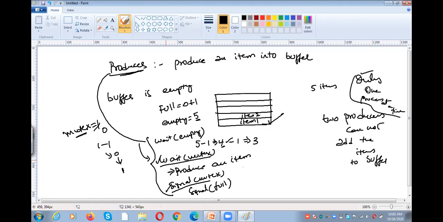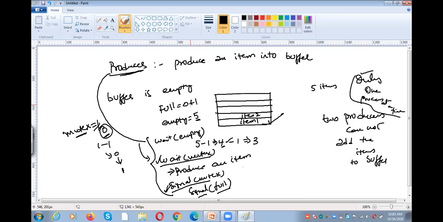So for that purpose, wait of mutex means it will become 0. At that time, if any other process tries to add an item to the buffer, it has to perform the wait operation on 0. So the process is unable to perform the wait operation on 0. So only one process at a time produces an item to the buffer. After producing an item, it will be incremented to 1 by using signal of mutex. After that, the signal of full.